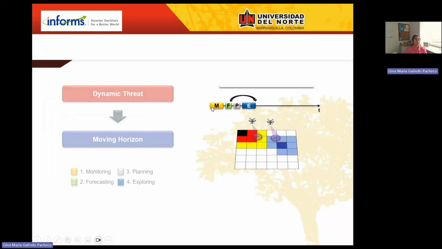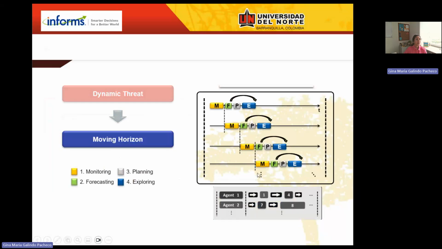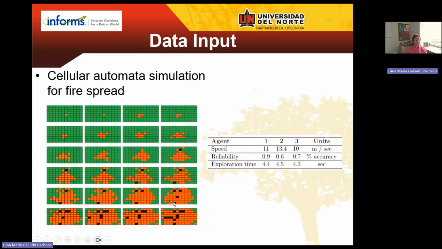So if during the first time window we don't find the person, then we're going to continue our search with the same stages until, as I said, we find the person or the region is exhausted by the fire. And at each time window, we're going to have a schedule for each agent to perform the search. So now let's see some of the results that we have so far.